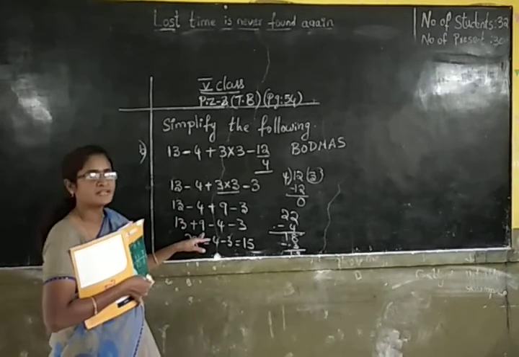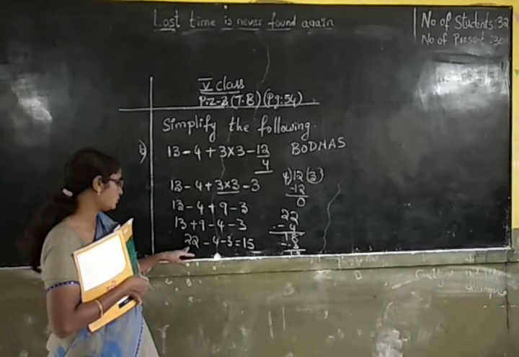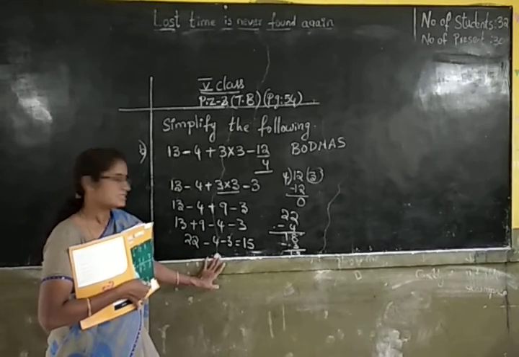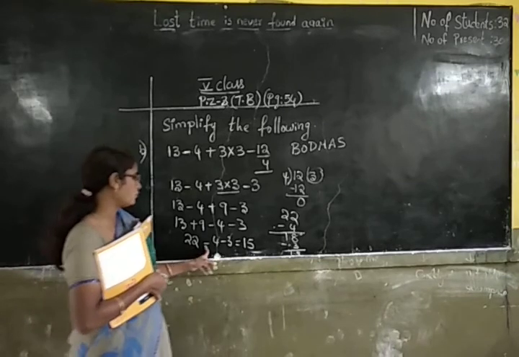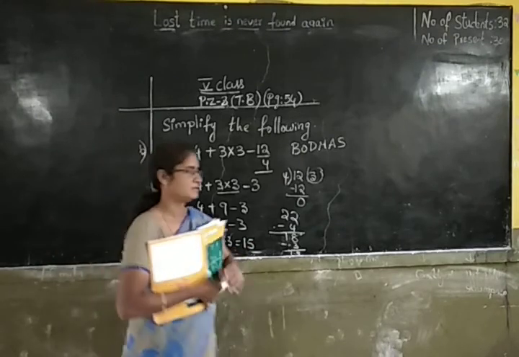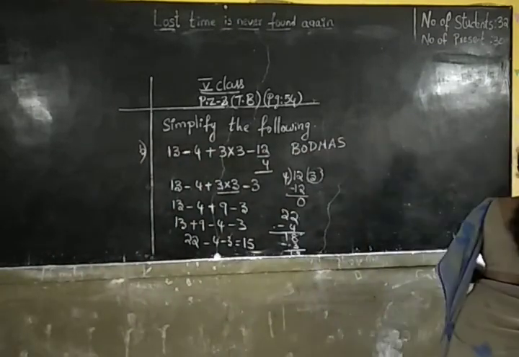Then we have to do addition. So 13 plus 9 is 22. After adding the numbers, you have to do the subtraction. So 22 minus 4 is 18, and 18 minus 3 is 15. Okay children, did you understand?